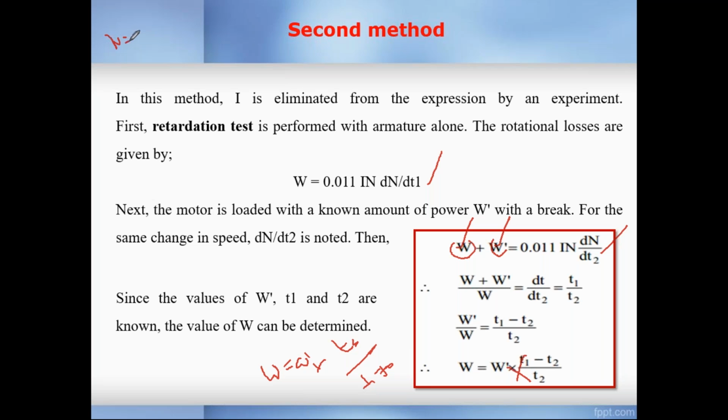A formula is W equals 0.011 I dn by dt. This is the rotational loss formula. Next, I equals I dash or I2 something into T2 divided by T1 divided by T2 minus T1. This is when we are going to calculate the moment of inertia, not current. So keep that in mind. In the mechanical part we represent the moment of inertia by I, and this one is for the rotational losses.